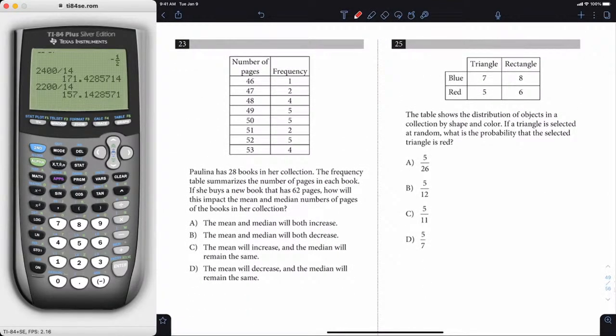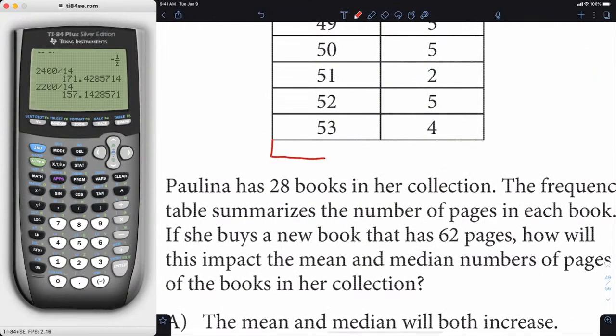The frequency table summarizes the pages in each book. If she buys a new book that has 62 pages, so we're adding something to the table, 62, and that's going to show up once because it's buying 1 new book.